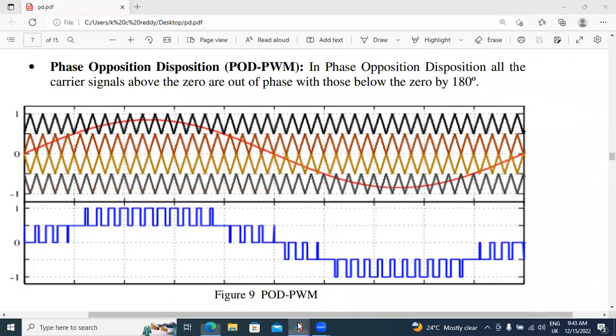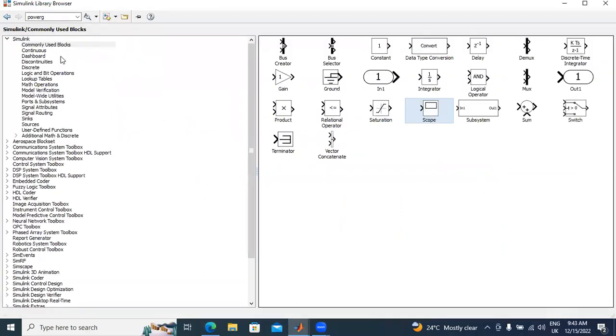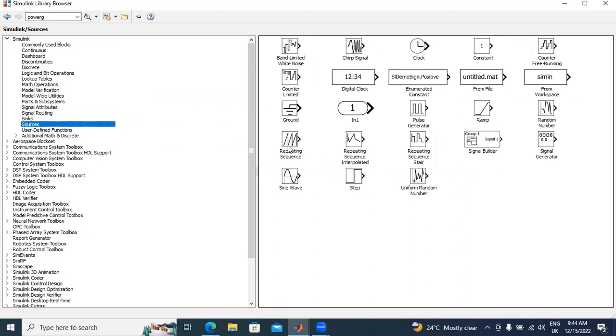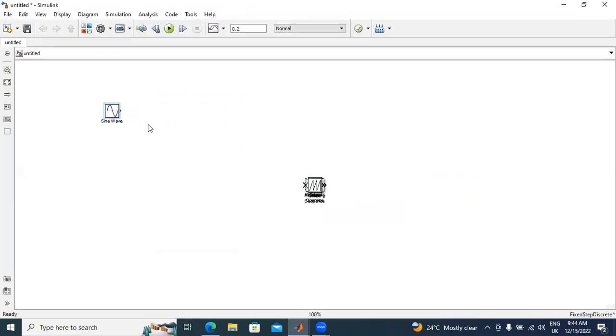First, I will go to MATLAB. I will take the commonly used block scope. Next, I will take one relational operator and one logic operator. Next, in signal routing, I will take one From block and one Goto block. Next, in sources, I will take one repeating sequence and one sine wave. Now I'll start designing the circuit. I will drag them one by one beside the relational operator.